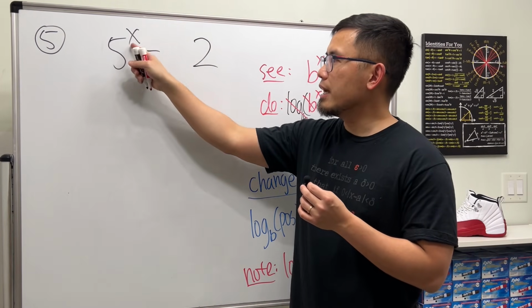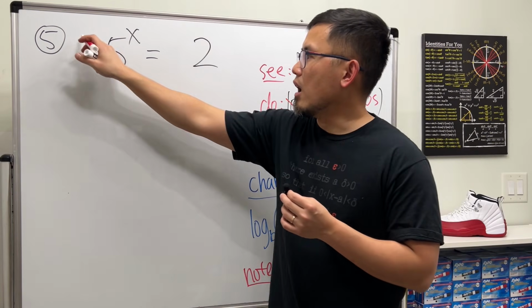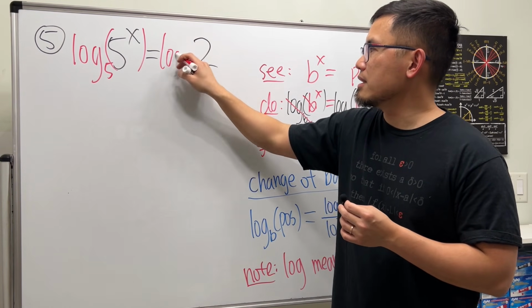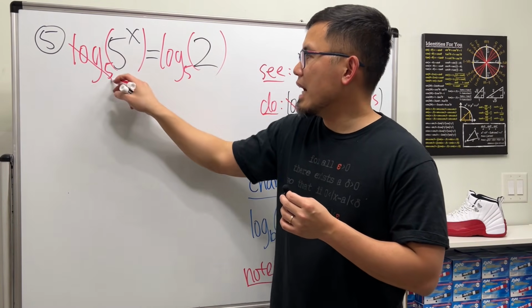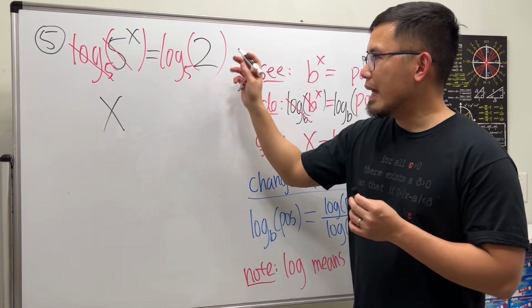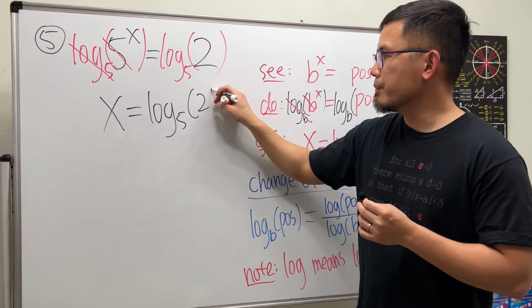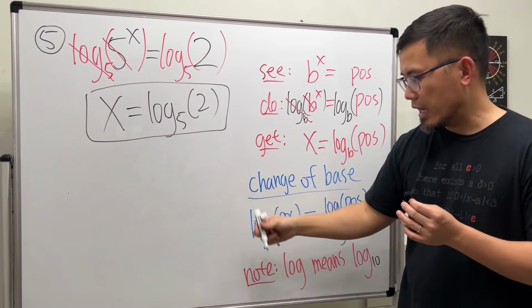We have 5 to the x power is equal to 2. In that case, we are going to take log base 5 on both sides, like this. This way, log base 5 and this 5 will cancel, and we'll just get the x by itself. And that will give us log base 5 of 2. And if you want to write the answer in the exact form, this is okay.